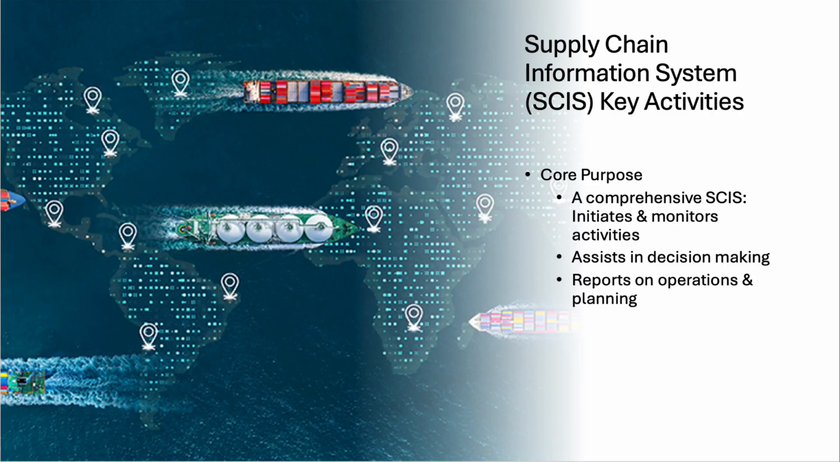These three purposes are closely connected. For example, a system may initiate an order, monitor the shipment, report a delay, and help the manager decide whether to expedite delivery. This is why SCIS should be viewed as an active management tool, not merely a database. To understand how these activities are organized, we next look at the overall architecture of a supply chain information system.